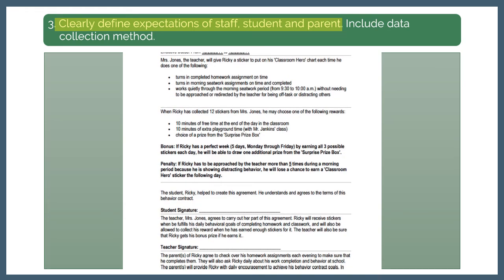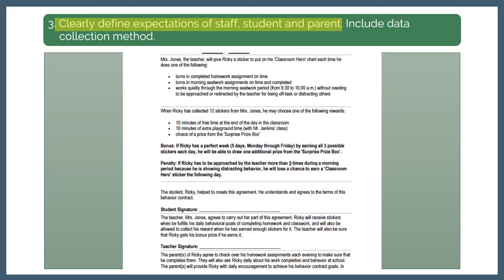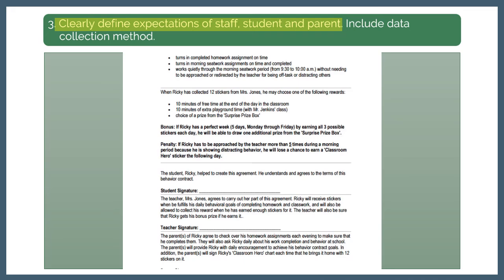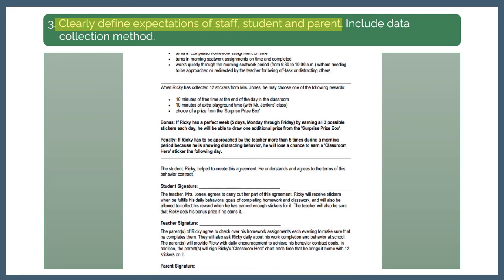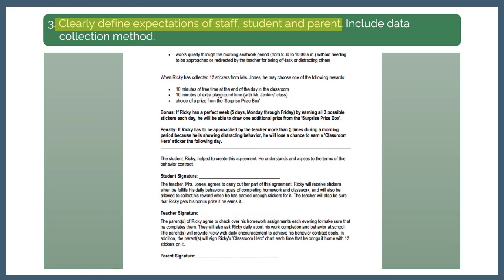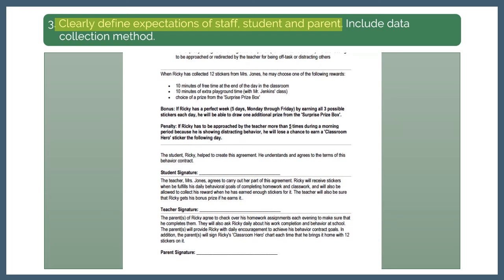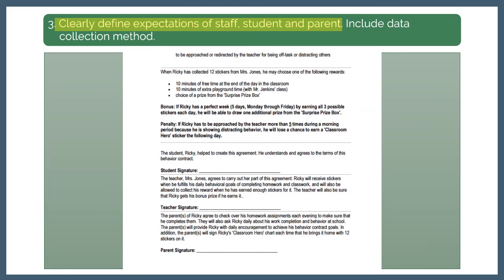This is an excellent example of providing varied choices for rewards based on student interest. There's a bonus option for a perfect week, as well as clear predetermined consequences. Below, there are signature lines for each participant. Above their signature is yet another clear delineation of the expectations for each individual. Ricky agrees that he has helped to create the agreement and understands and agrees to the terms.